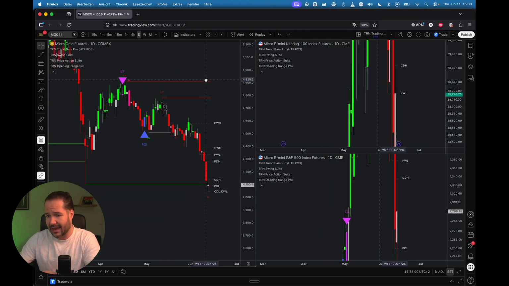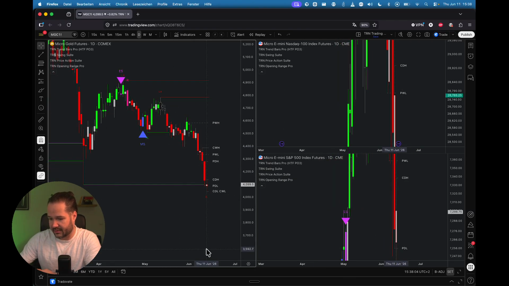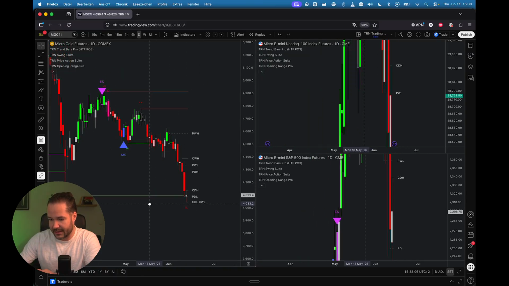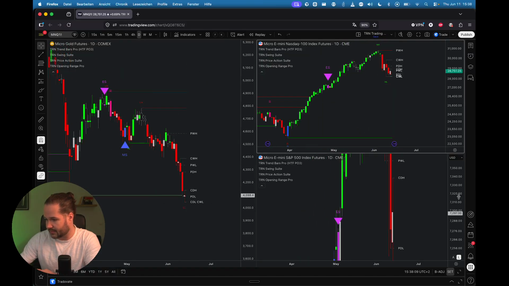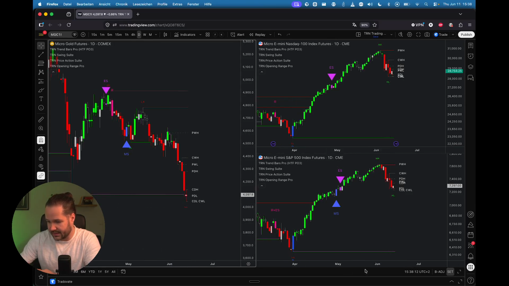Let's start with a high time frame analysis, and let's take a look at the daily chart to work on a daily bias. Let's start with gold right here. And what we can see is we grabbed the liquidity yesterday below this low right here. And yeah, it looked like we closed above, okay, which was a good sign. But today we're already down again.